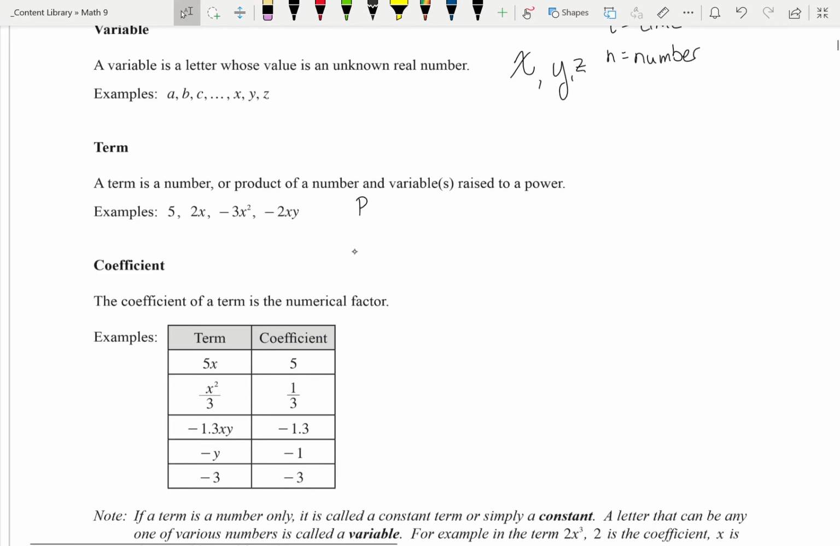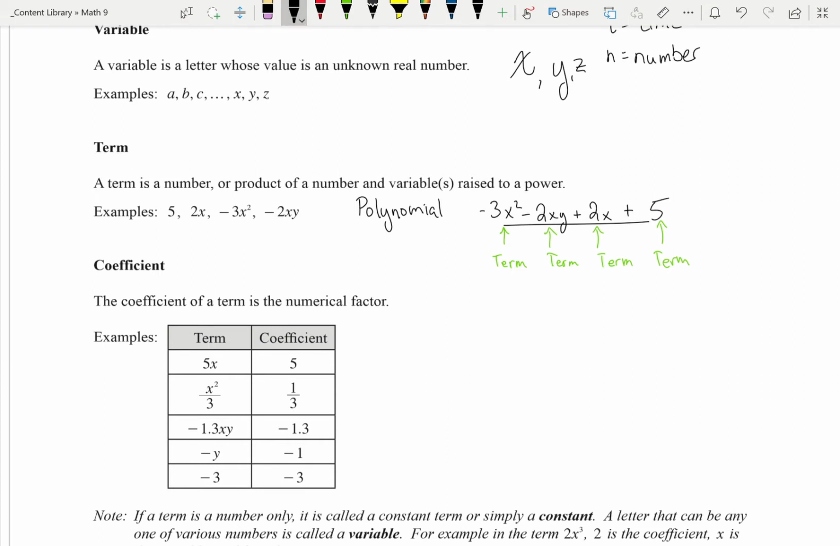I'm going to get ahead of myself, and for the polynomial, if I put all of this together and I had negative 3x squared, negative 2xy, plus 2x, plus 5, this whole thing here we're going to call the polynomial, and I'll get to that in a second, but basically each one of these here is a term. This is going to be important because we can do things with terms that are the same or similar, and our goal is to make things as simple as possible for us.